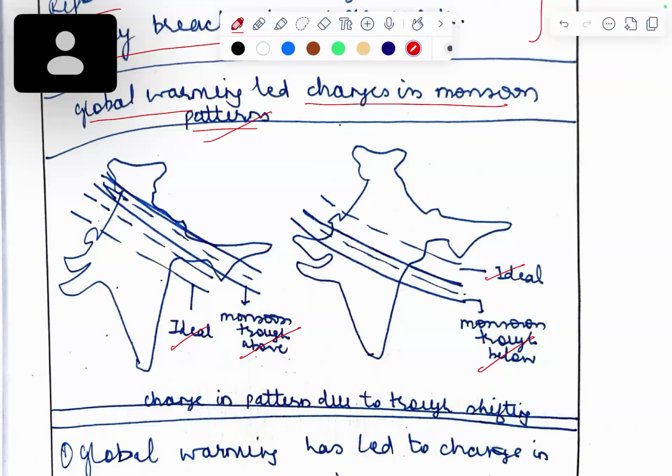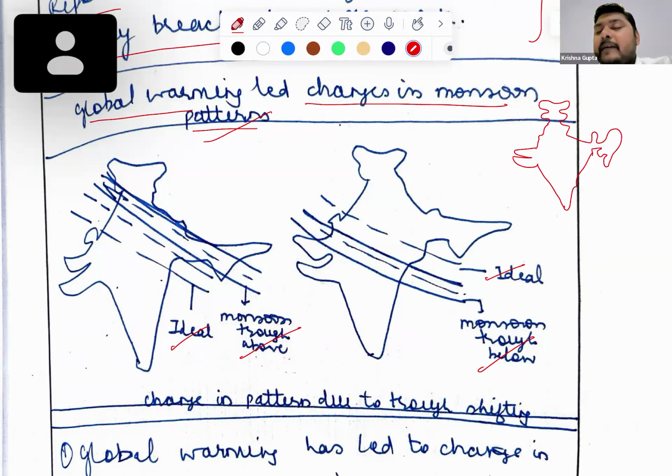So what we will see is the movement of the trough. If it goes a little bit north or south, then it leads to changed weather patterns for the time being, for that year. That will lead to either less rainfall in the eastern part of India or more rainfall in the western part.